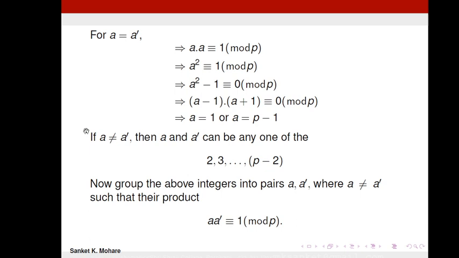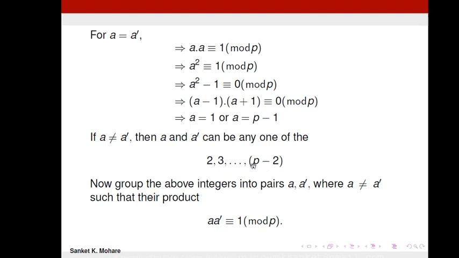Now if a is not equal to a dash, then a and a dash can be any one of 2, 3 up to p minus 2, because whenever a is equal to a dash, we take a as 1 or p minus 1. Now remaining other than 1 and p minus 1, we have these integers. So if a is not equal to a dash, then a and a dash can be any one of 2, 3 up to p minus 2.